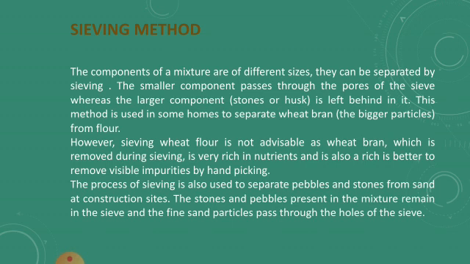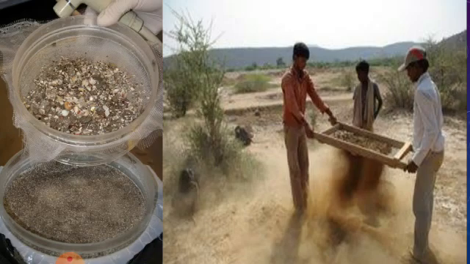The process of sieving is also used to separate pebbles and stones from sand at a construction site. The stones and pebbles present in the mixture remain in the sieve and the fine sand particles pass through the holes of the sieve. So all are able to understand this method? Okay. So this is the sieving method. Now all are able to understand this topic?